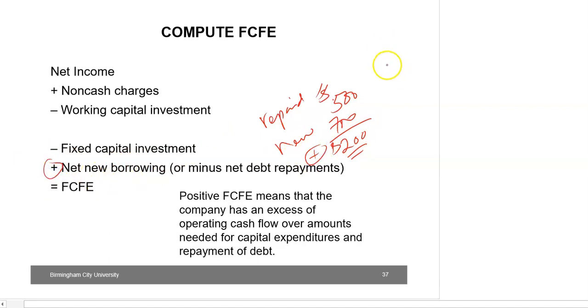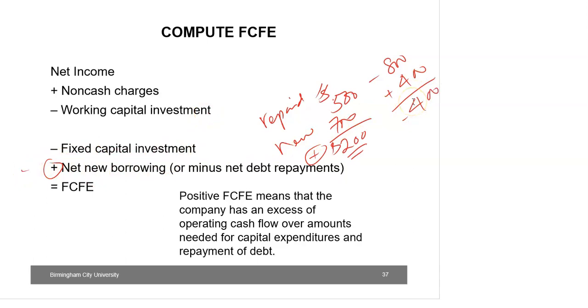However, if the company has paid back, let's suppose 800 million in old debt, and has issued only 400 in new debt, in that case, it will show a minus here because the net debt repayments are more than the new debt issued. So it will be positive in this case, that is net new borrowing, and it will be negative in this case because net debt repayments are higher than any new debts issued.